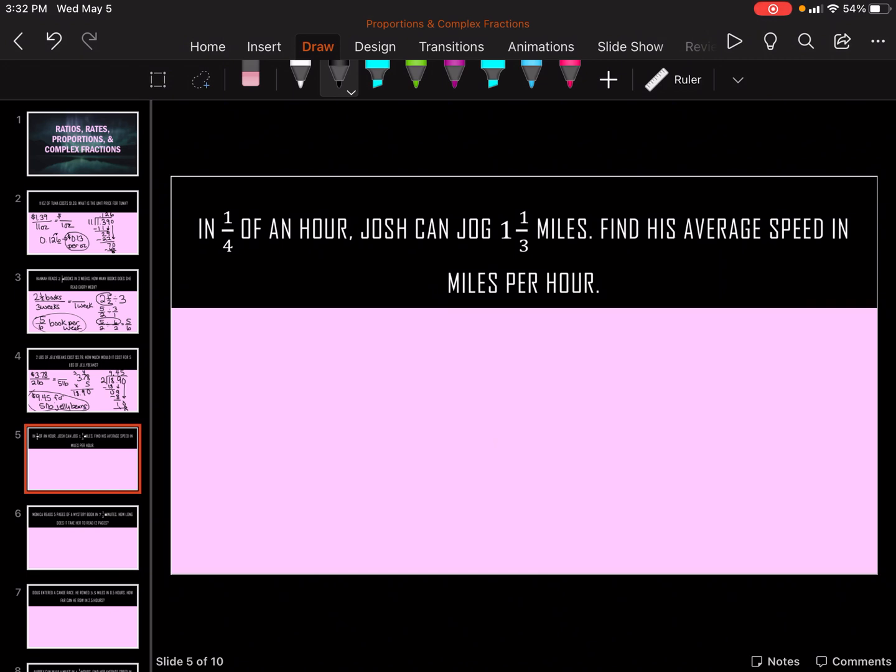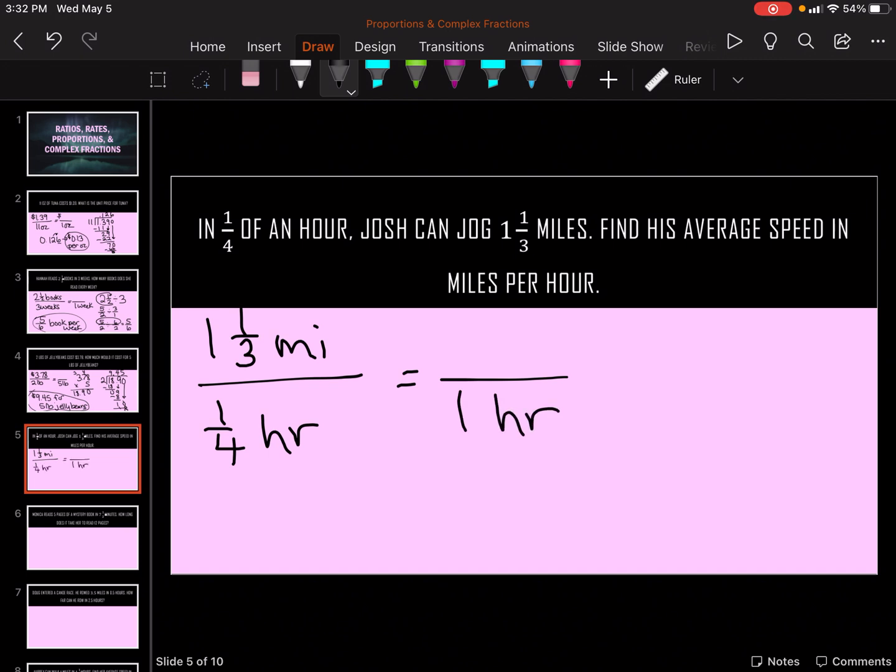In 1/4 of an hour, Josh can jog 1 1/3 miles. Find his average speed in miles per hour. Okay, so it is 1 1/3 miles in 1/4 of an hour. How much is it for 1 hour? Cross multiply, divide. 1 1/3 times 1 divided by 1/4. So 1 1/3 divided by 1/4. Cartwheel around.